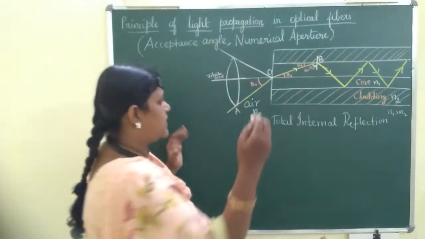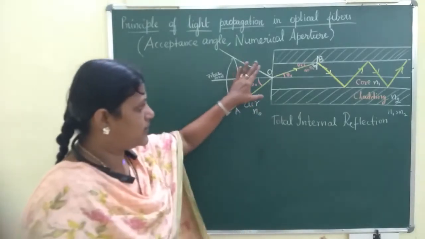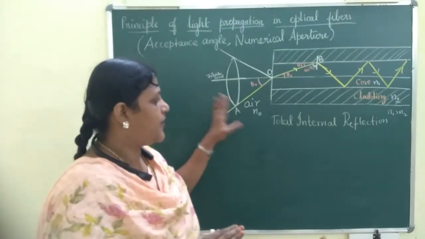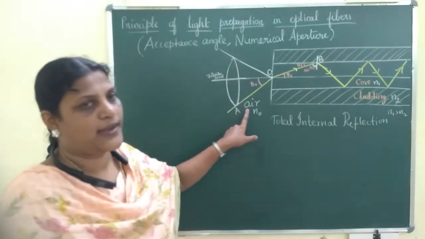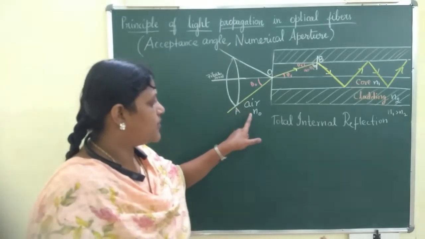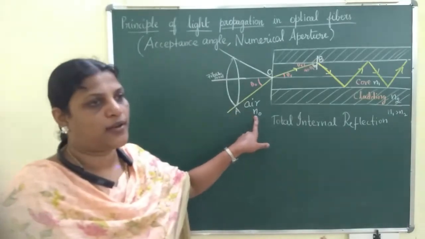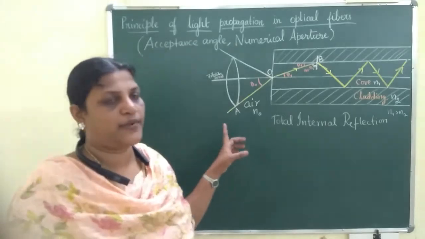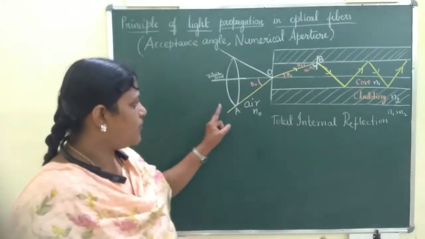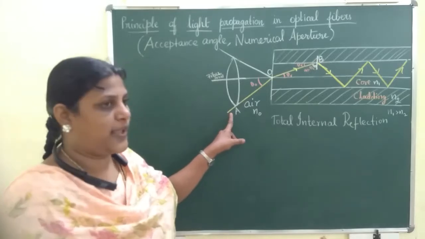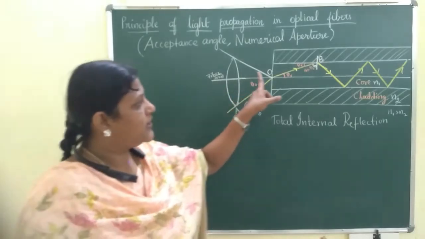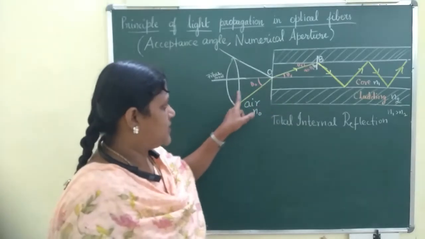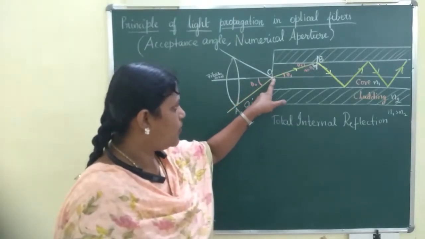So what is this, this optical fiber is actually kept in the air medium. So here the fiber is placed in air, and what is the refractive index for air, N0? Refractive index for air is naturally equal to 1. Now this incident ray AO, it enters the optical fiber. Okay, so it touches the fiber axis at the point O.